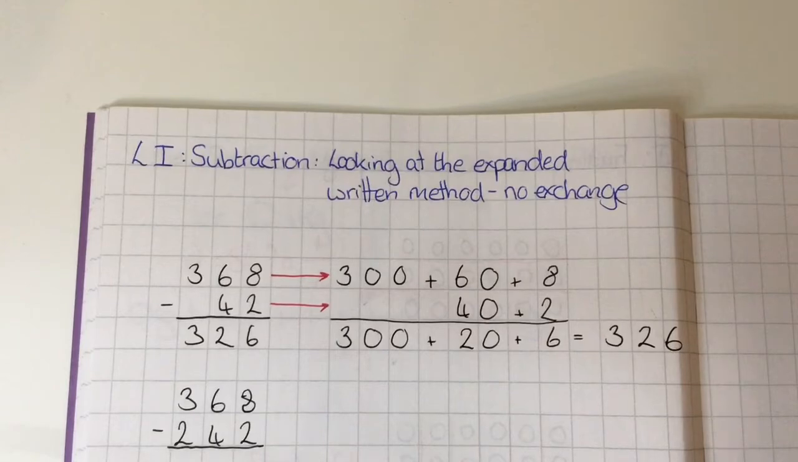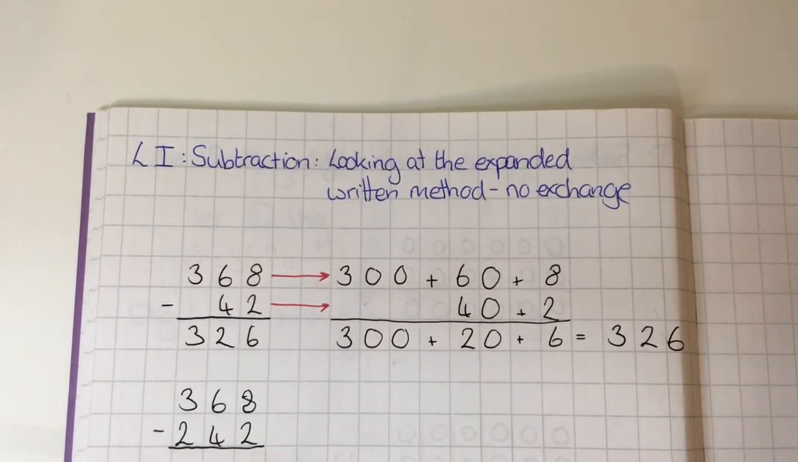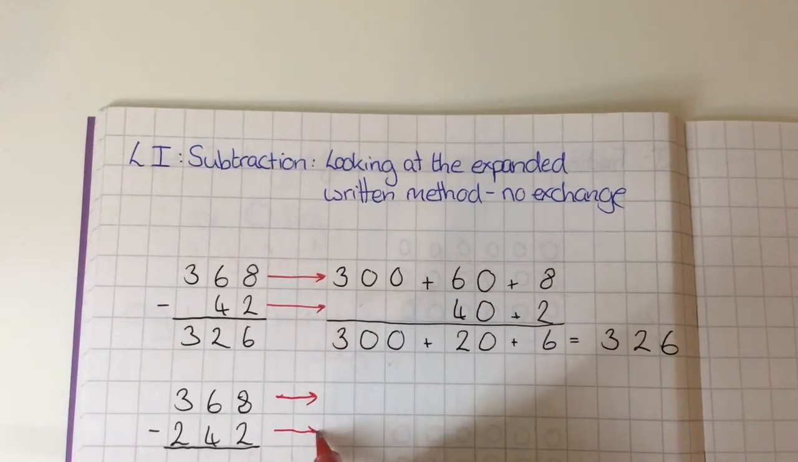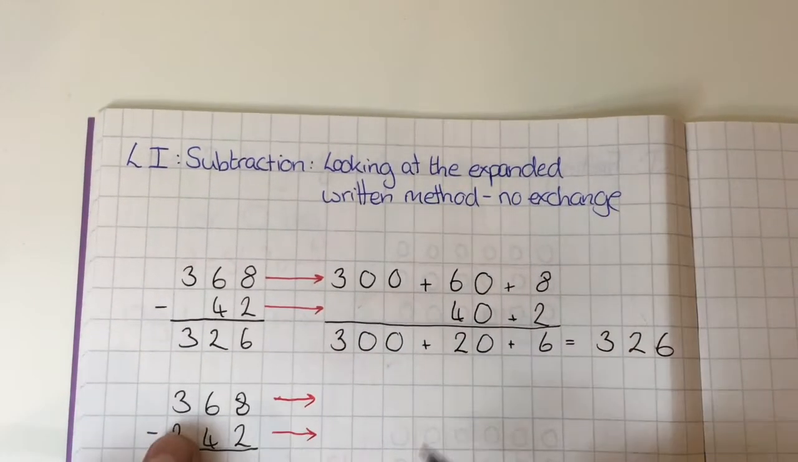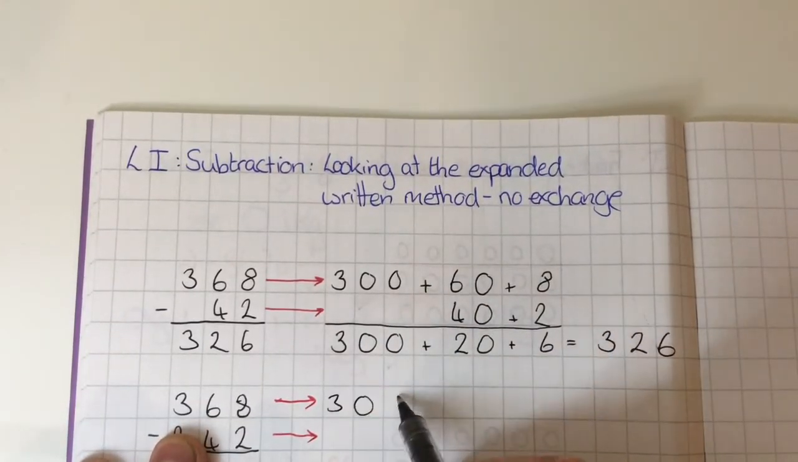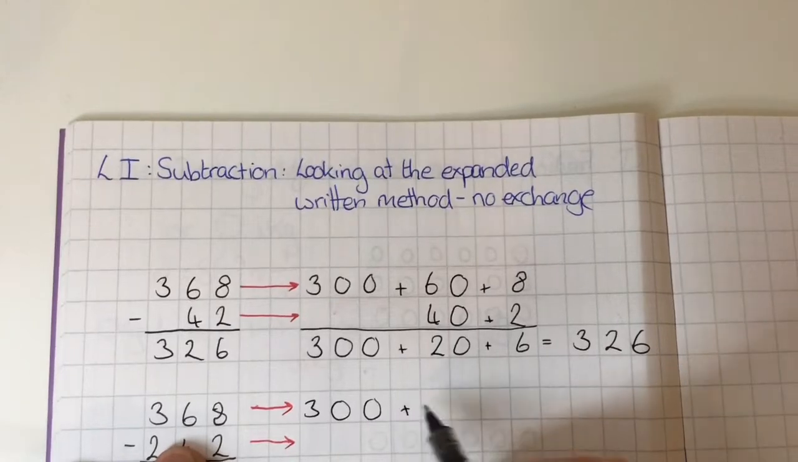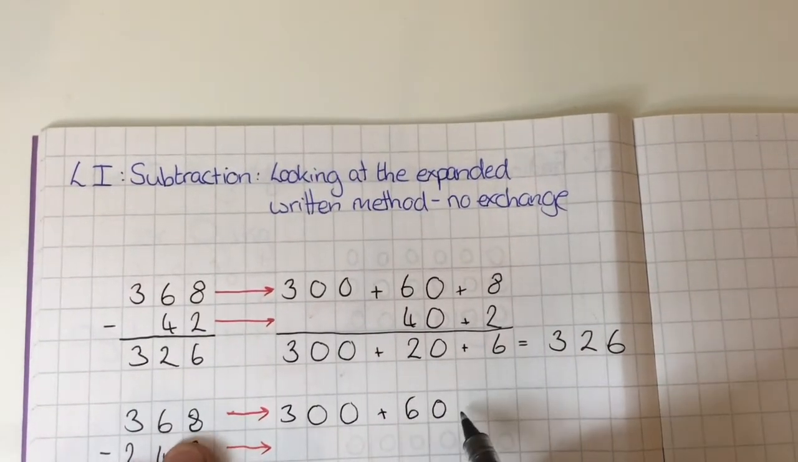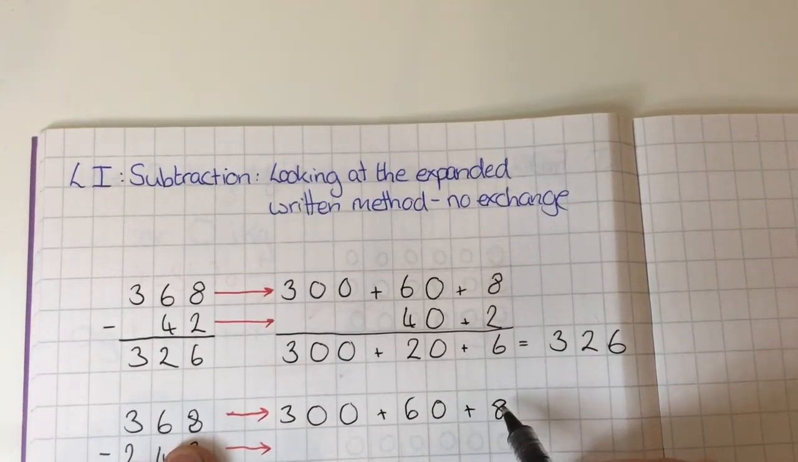Okay, so over here we have 368, and this time we're taking away 242. So let's expand this out. First of all, how many hundreds do we have in the first row? We have got 300. It's 300 plus, again, 60. We have 368, so we have to put our 8 in.